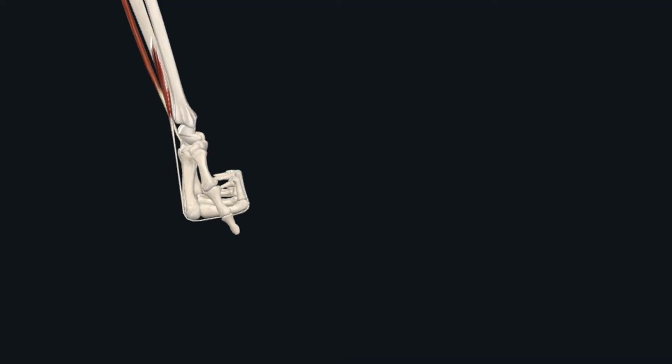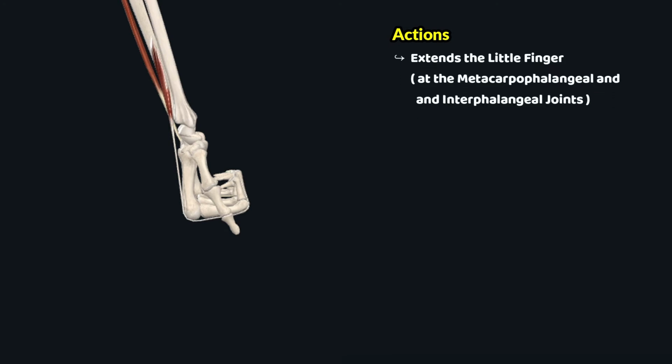Now let's talk about the actions performed by this muscle. This muscle performs a single important action, and in order to learn this action, we need to concentrate on the name of this muscle, the extensor digiti minimi. The word extensor simply means that this muscle is an extensor, and digiti minimi is for the little finger. So simply, this muscle extends the little finger at the metacarpophalangeal and interphalangeal joints.